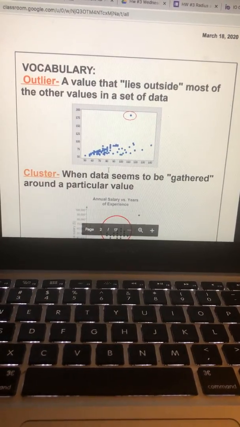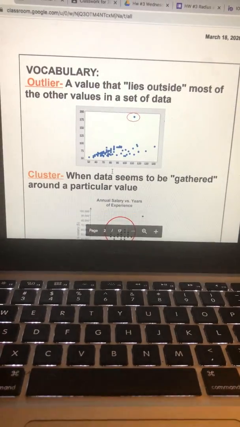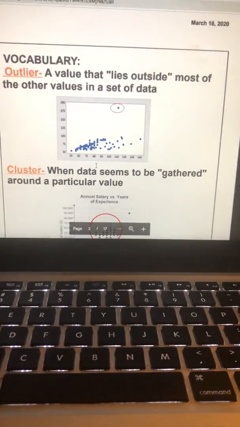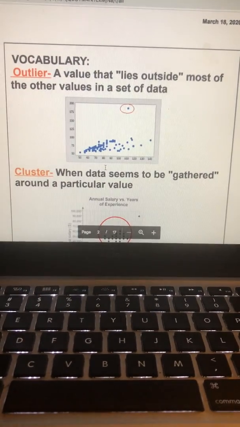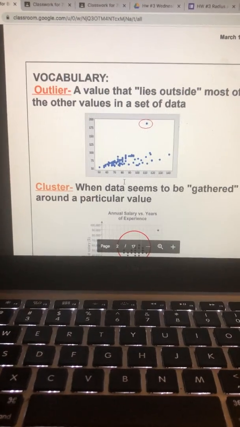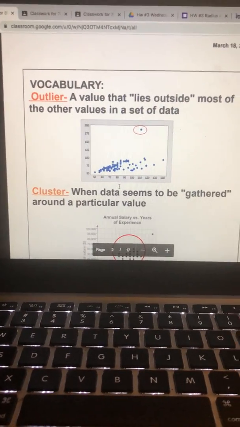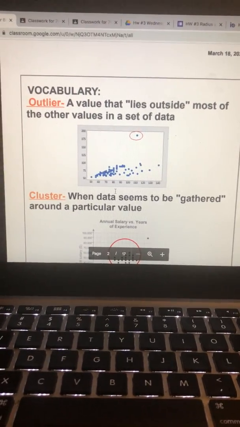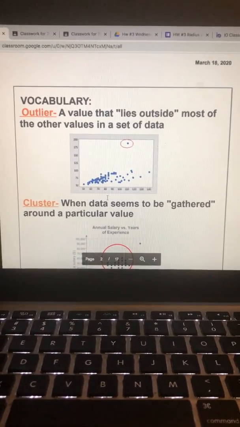It's a value that lies outside of most of the other values in the set of data. So if you think back to the ice cream sales activity you did yesterday, that point at the 90-degree temperature, and I believe it was $200, was a point that we would call an outlier. It's lying outside of most of the data.